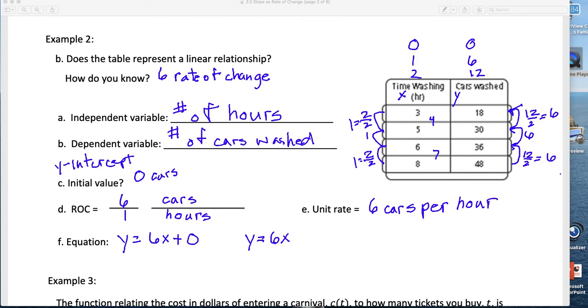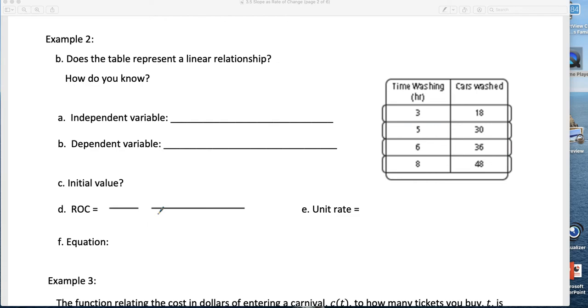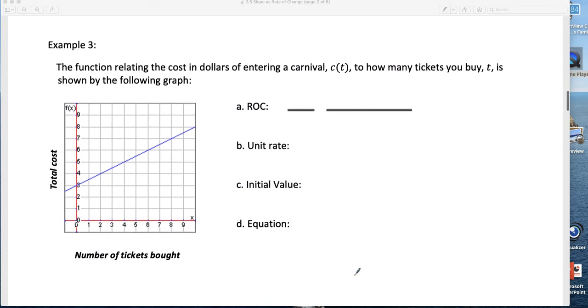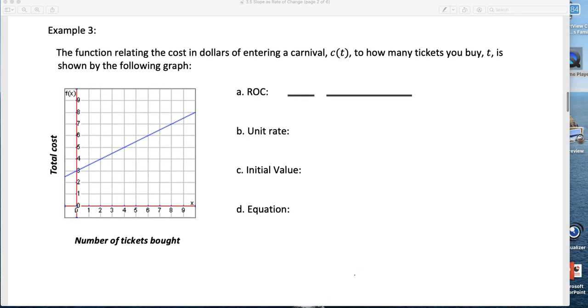One more example. And the practice is going to have equations and tables and graphs just like this. They're all mixed together.